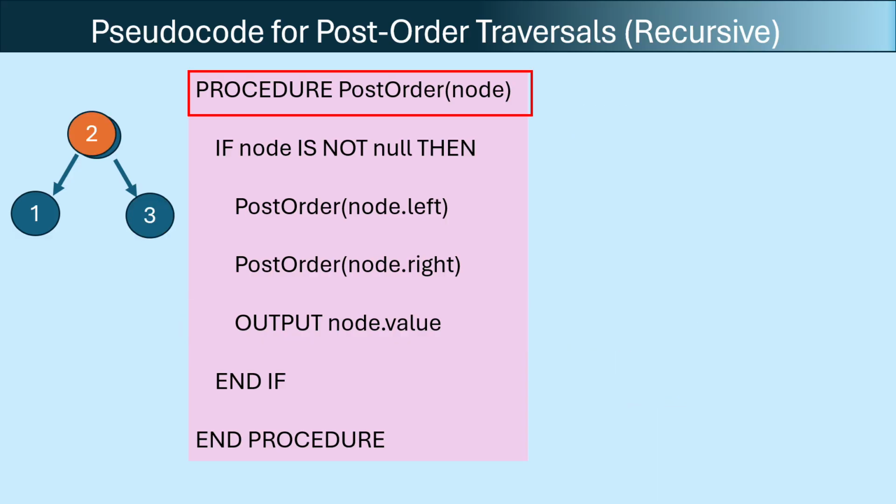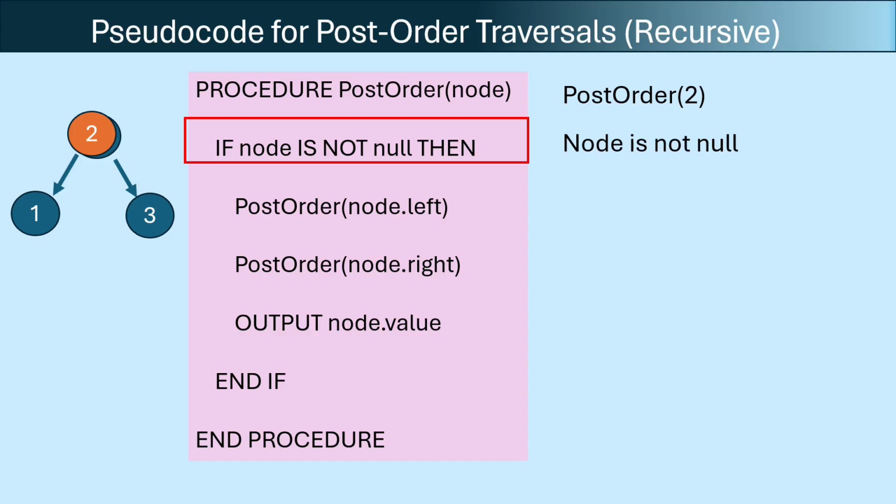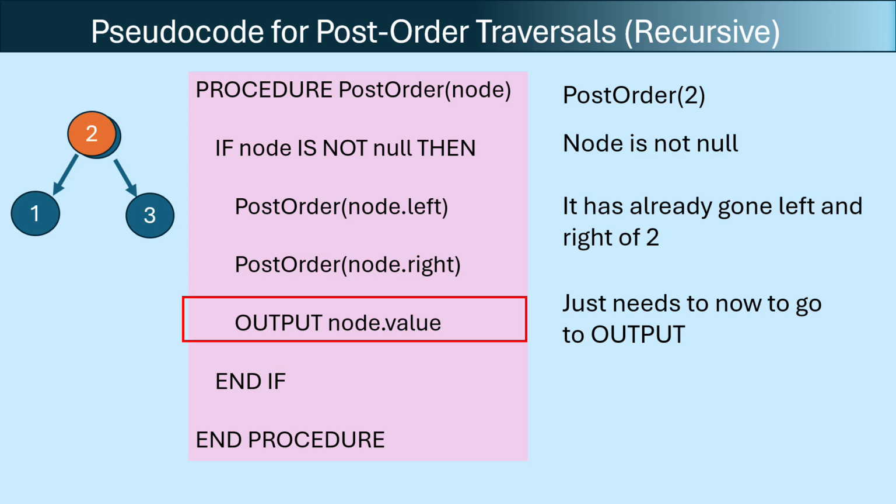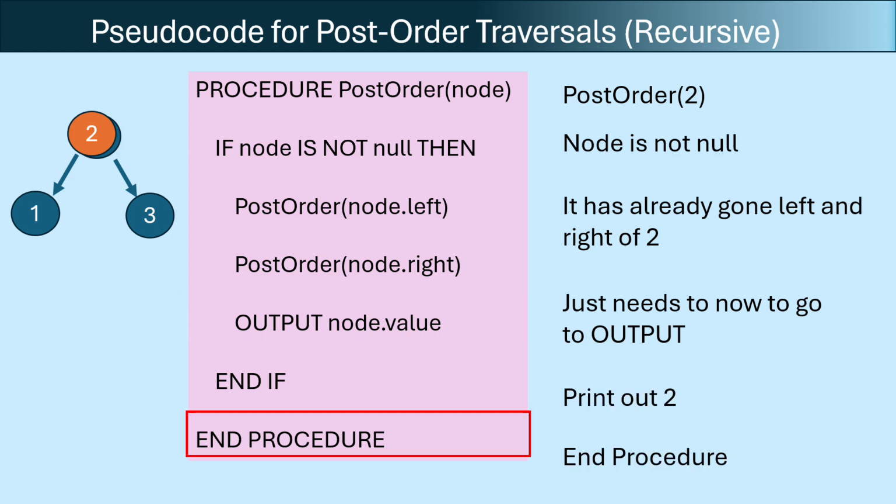Then we need to return back to the root. So we have post-order 2. It is not null. We've already done the left side, so we don't need to go left anymore. We've done the right side, so we don't need to go to the right anymore. What is left now is to print it out. So now we print out the number 2. Nothing else to do. We end the procedure.